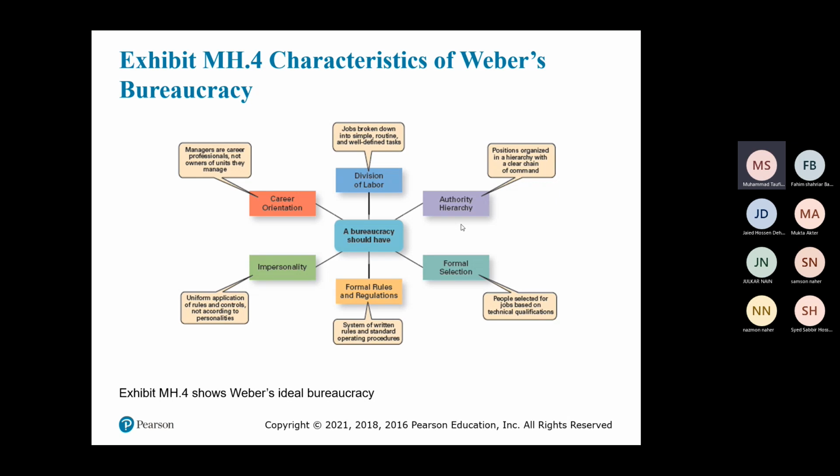And then next is impersonality: uniform application of rules and control, not according to personality. When a bureaucracy wants to implement the rules and regulations, it will implement them on everyone. No one is left behind. Even if the CEO makes a problem, they will be judged by the rules and regulations of the company. That is impersonality.